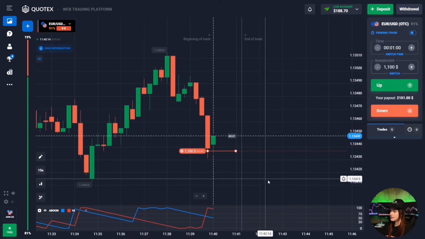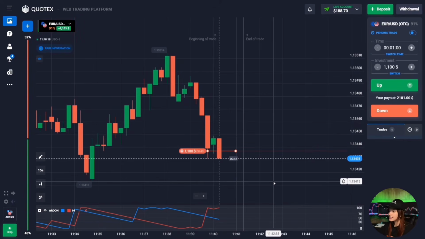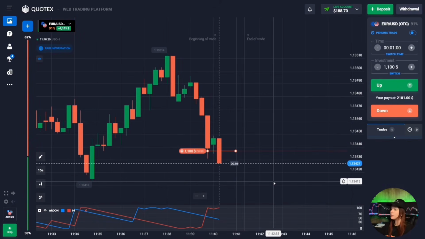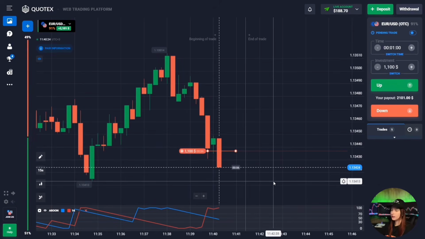Here we set the deal duration to 1 minute, taking into account that the price may bounce upward from the previous low zone. Let's watch and see how this deal will close, guys.